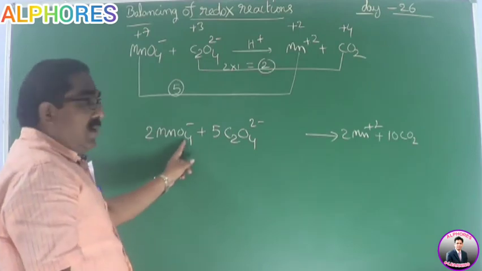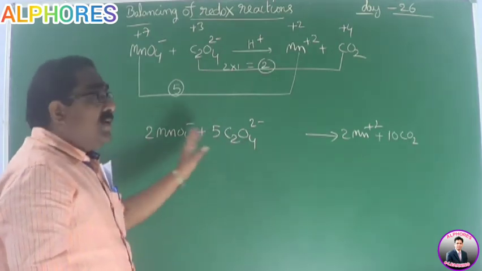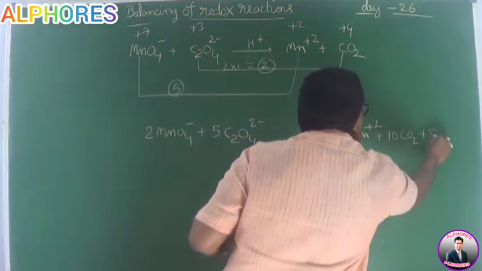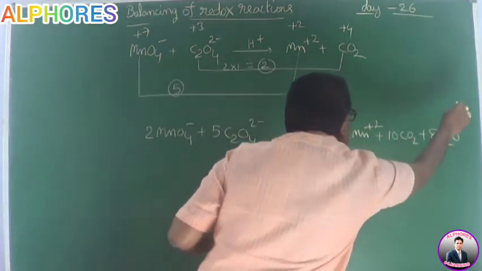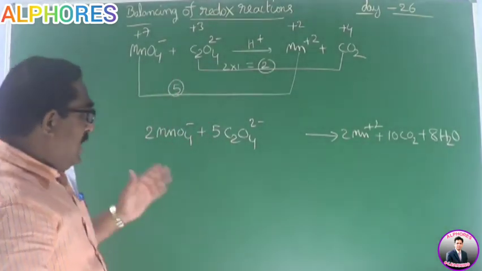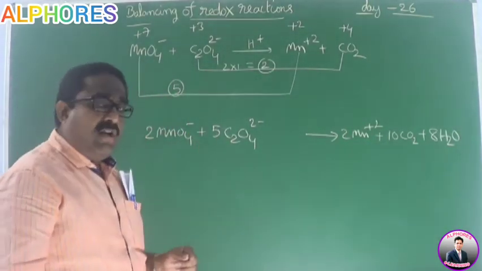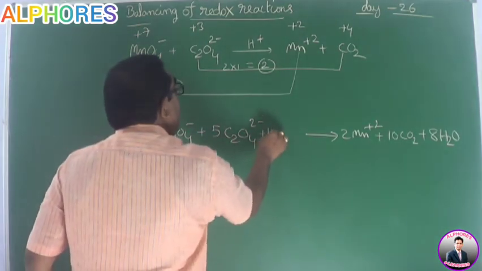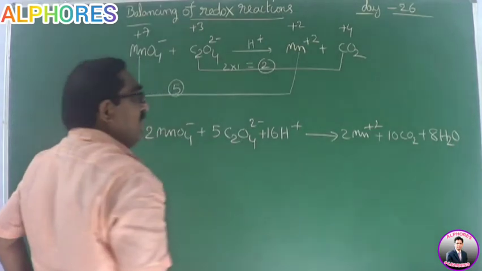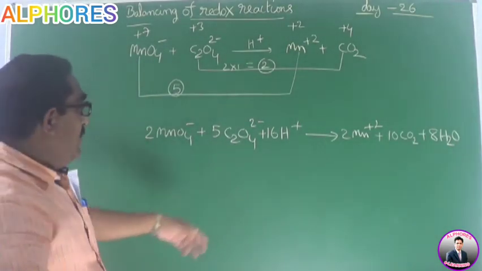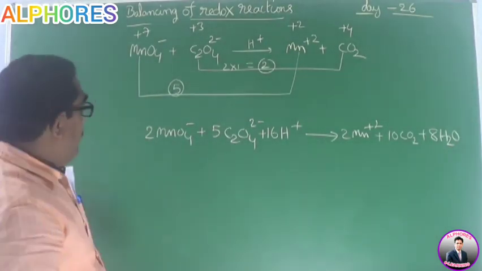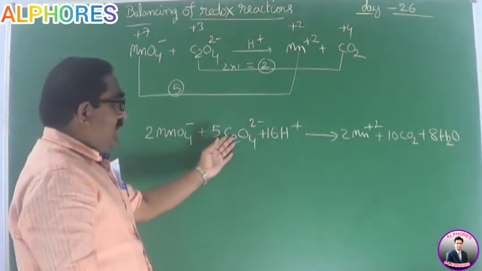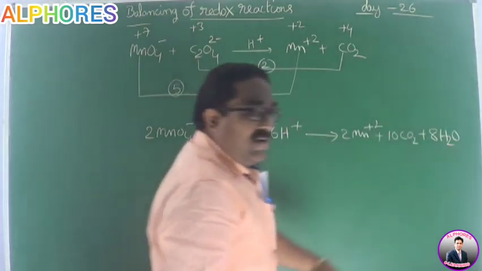See, 2 into 4, 8 plus 20, 28 on the left side. Here only 20, so 8 less. So you should balance oxygens with water molecules, and in acidic medium hydrogen should be balanced with H plus ions. And here I am going to add 16 H plus ions. This is the final balanced equation. So check it out, there is no problem. 2 manganese, 5 into 2, 10 carbons, oxygens 8 plus 20, 28. Here 20 plus 8, 28.